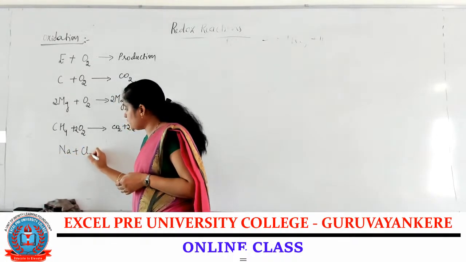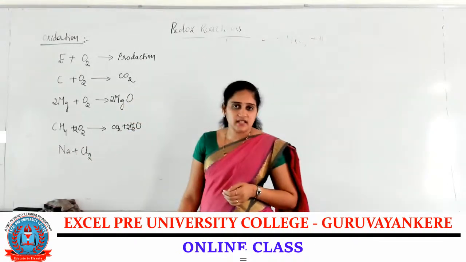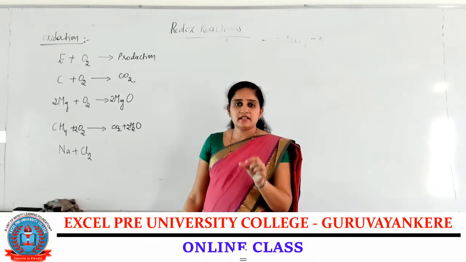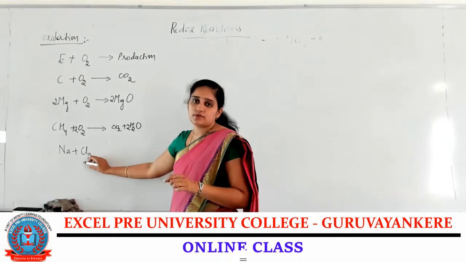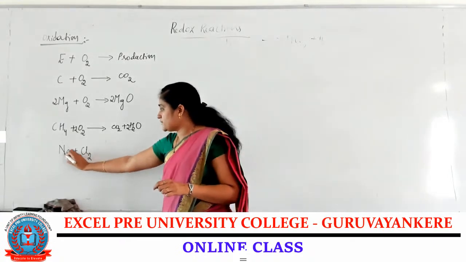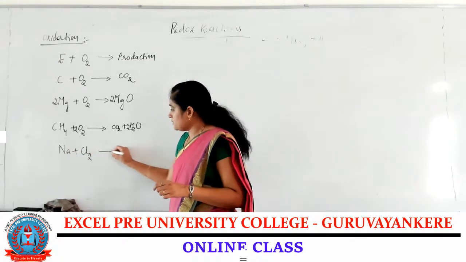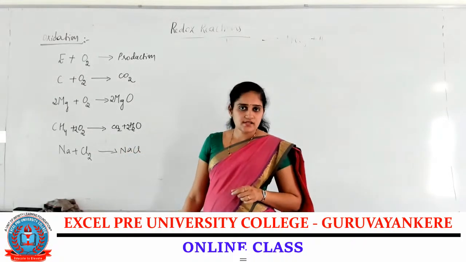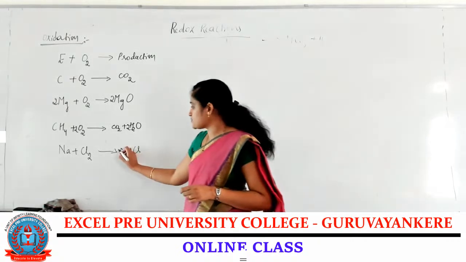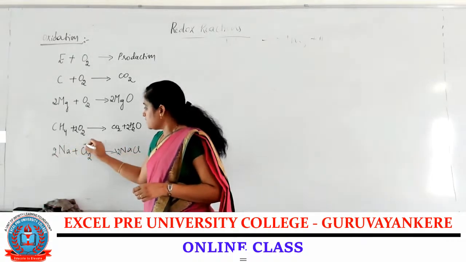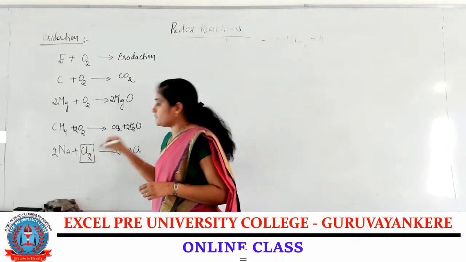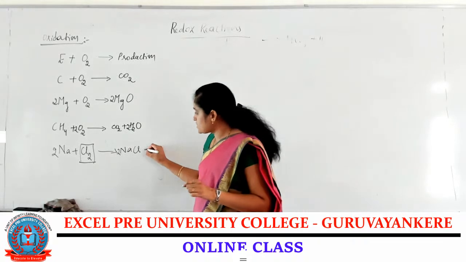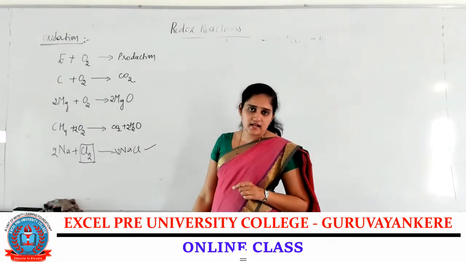addition of an electronegative element. We know that group 17 elements are considered electronegative elements. So sodium reacting with chlorine gives rise to sodium chloride. Addition of chlorine is taking place, and we know that chlorine is an electronegative element. That's why this reaction is also an oxidation reaction.